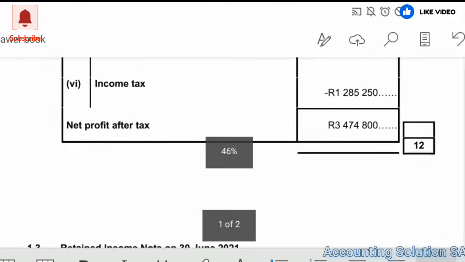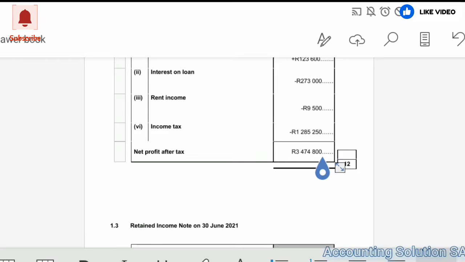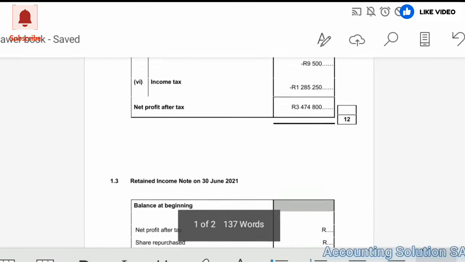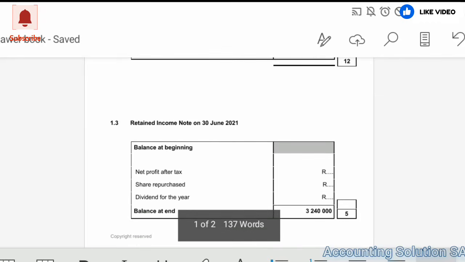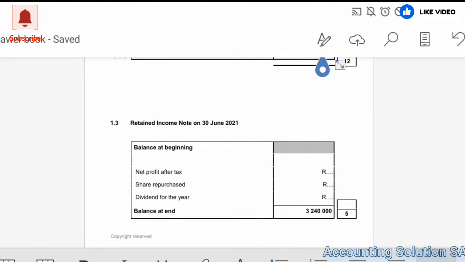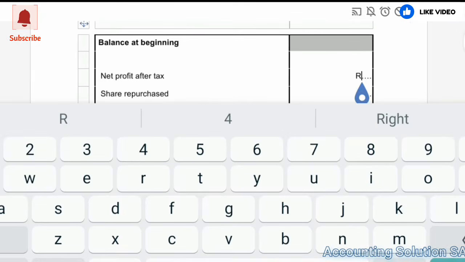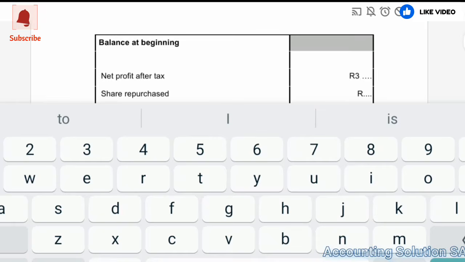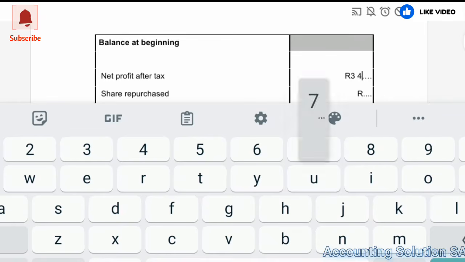Okay, then we are done with the first part of our notes. Okay, so this is the amount, guys, that we are going to take under net profit after tax. Okay, which means that this amount automatically has what we call a chocolate mark. Okay, you know it as an accounting student.